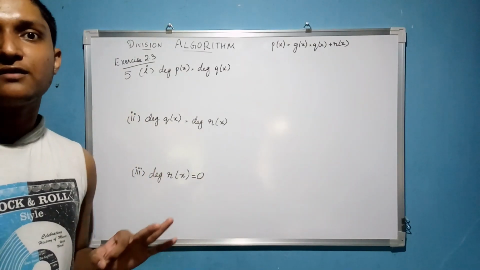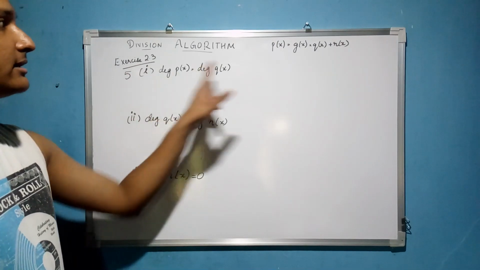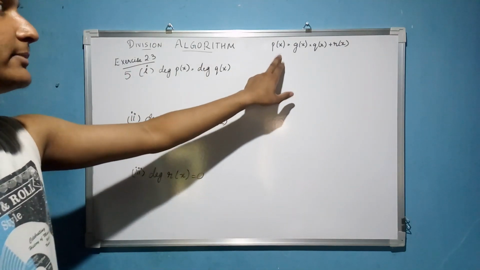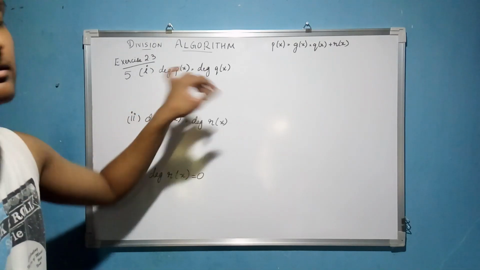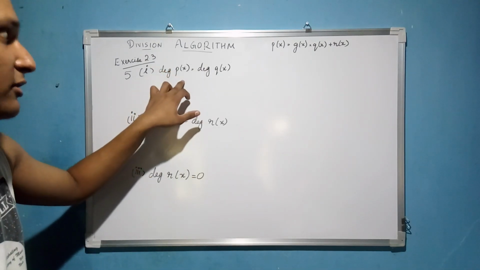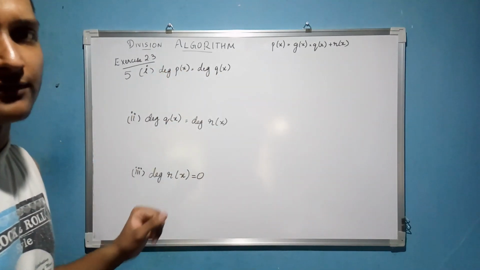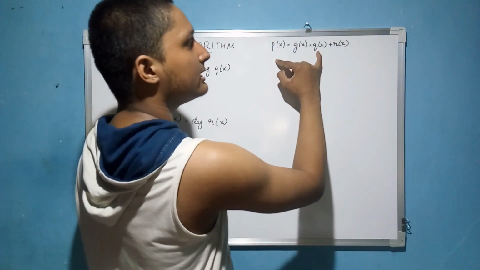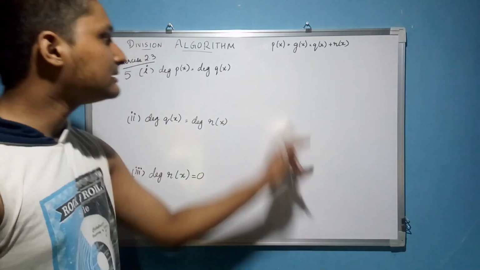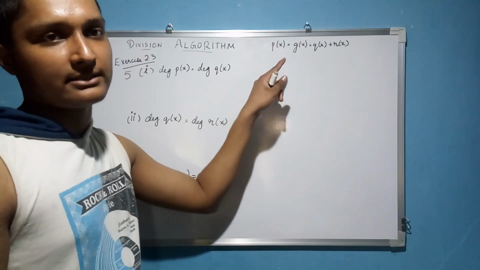In the fifth question, you are just asked to give examples such that you are asked to find p of x, g of x, q of x and r of x with the degrees. That is the condition here. Degree of p of x should be equal to the degree of q of x. So the condition that degree of p of x should be equal to the degree of q of x means that g of x should be some constant.